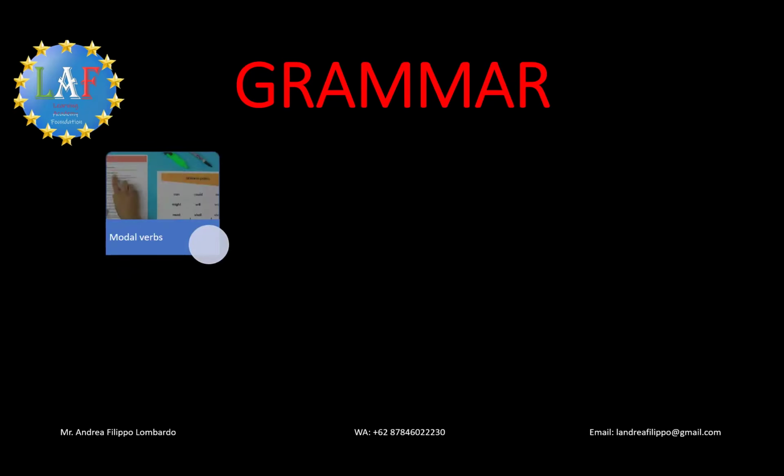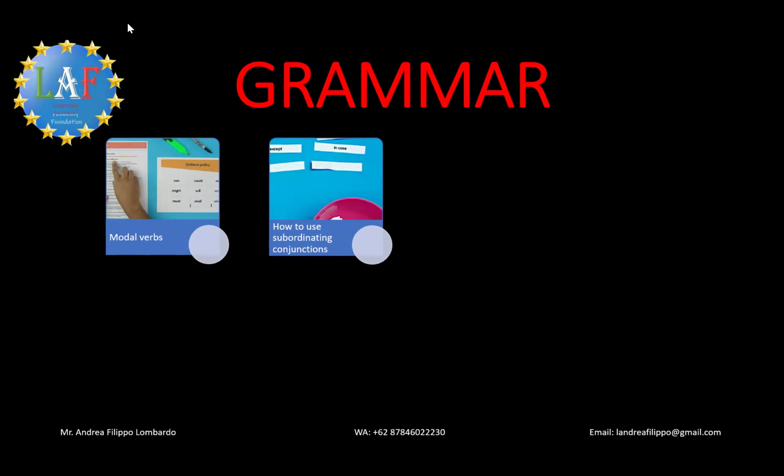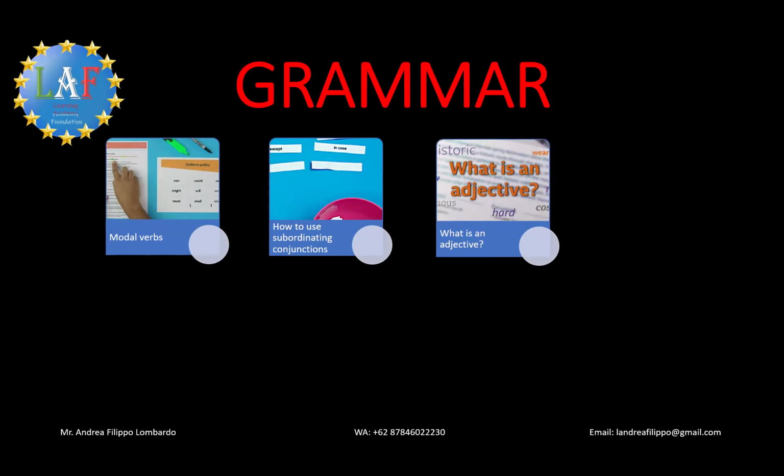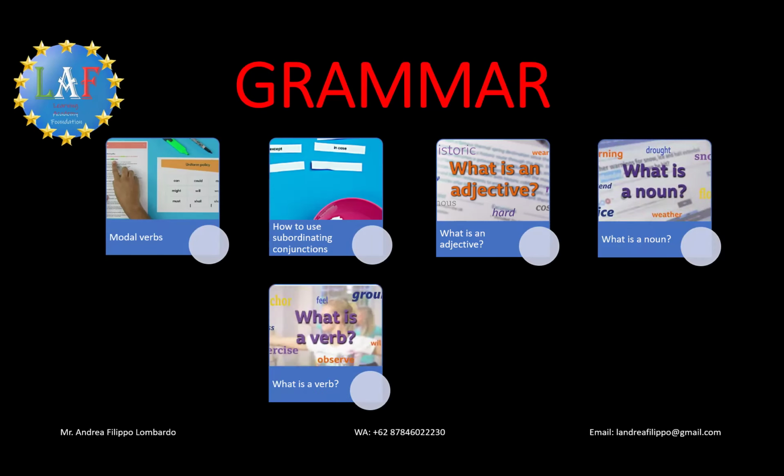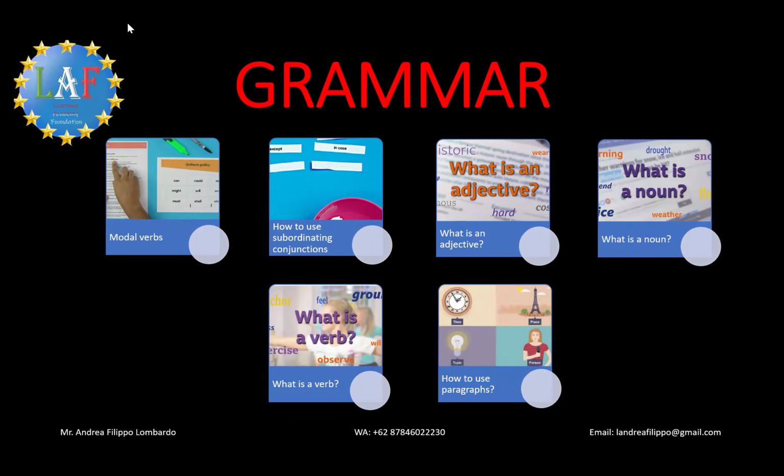Still about grammar, the students will find out how to use the modal verbs and what subordinating conjunctions are and how to use them. They will learn more about adjectives, including descriptive, quantitative, superlative, and comparative adjectives. They will discover what a noun is. And also the students will learn about verbs and how to use paragraphs to link ideas and sentences.